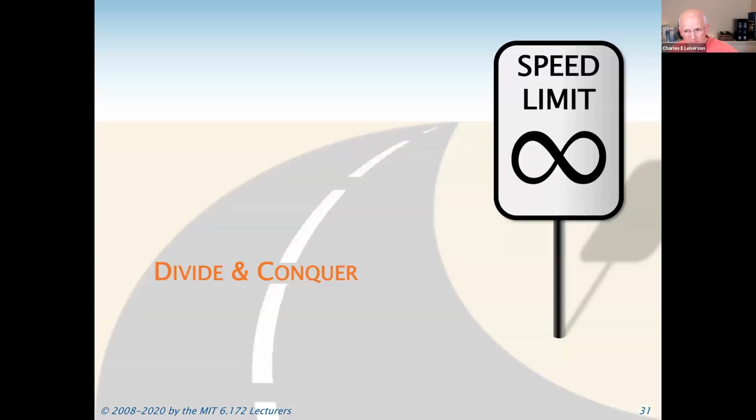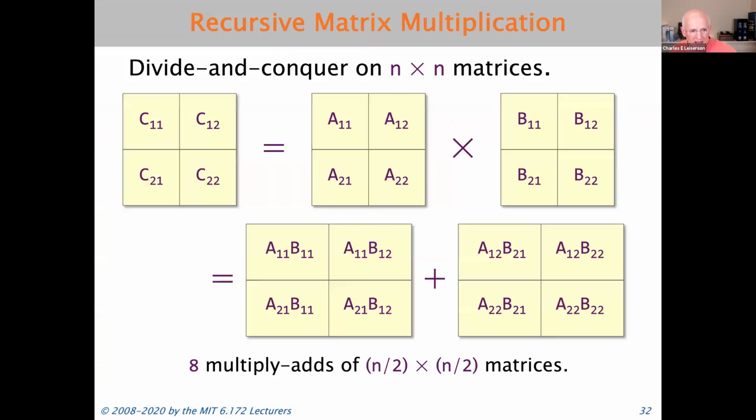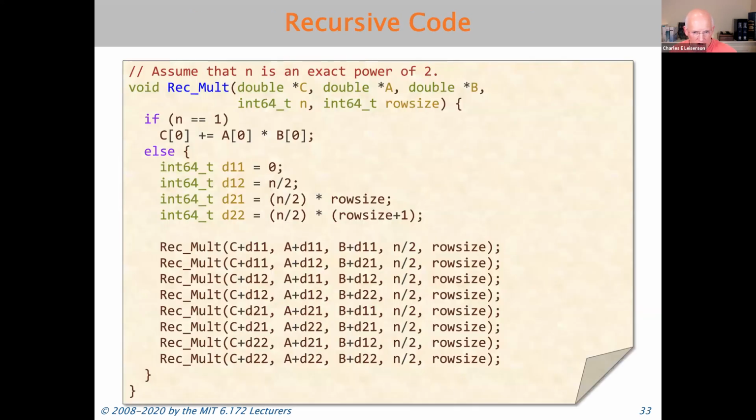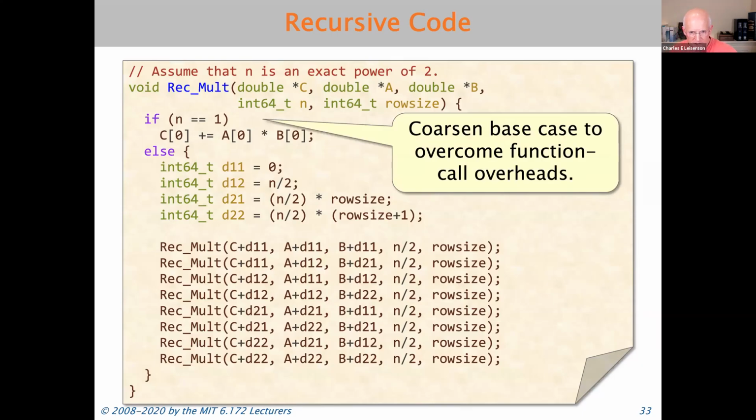Okay, let's look at a completely different approach for minimizing cache misses, which is divide and conquer. So we've seen this. This is where we're going to divide things into 8 submatrices and do an addition. I think you've seen this. And here's the code. In the base case, of course, I have n equals 1, but of course you would coarsen that if you're engineering it.